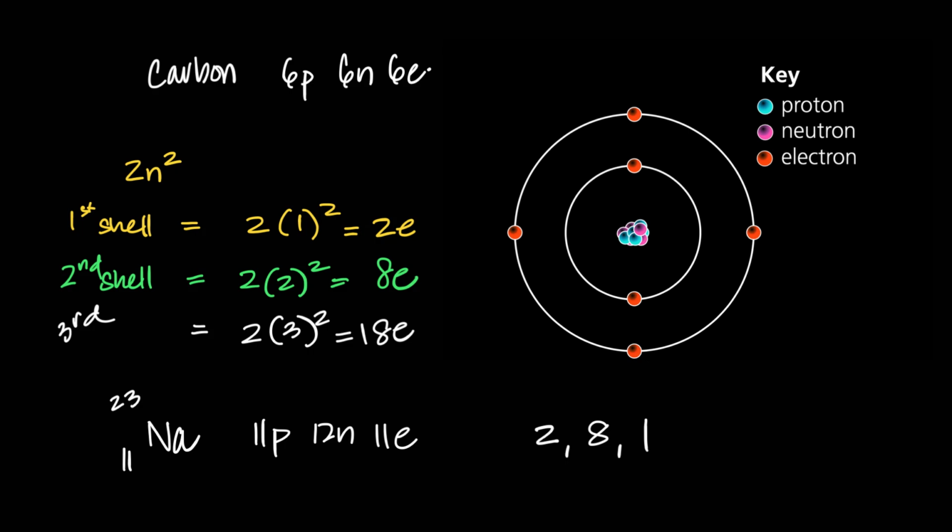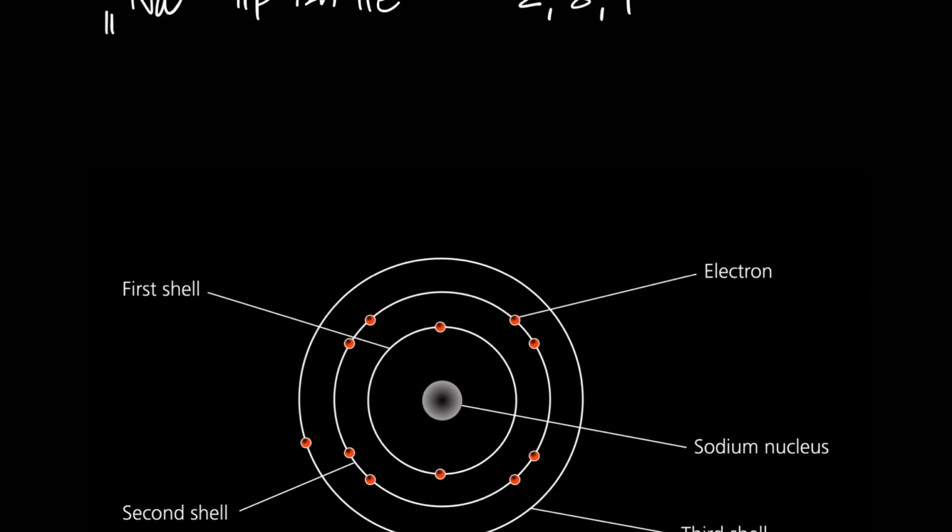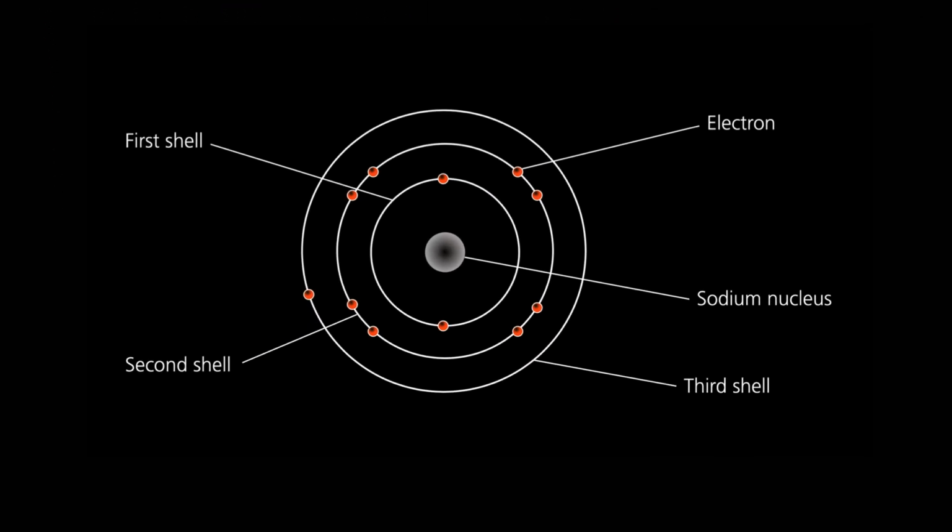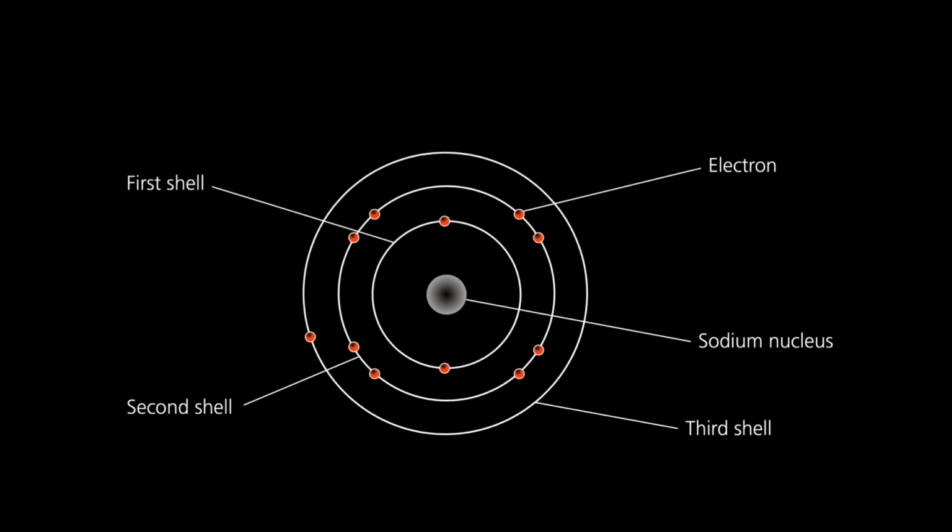Here is a diagram that shows us that. This is sodium, which has 11 electrons. This is an atom of sodium. It has 11 protons in the nucleus, and around it we have to fill in 11 electrons. So 2 take the lowest level first, then 8 take the next level, which is the second shell, and then the remaining one goes on the third shell.